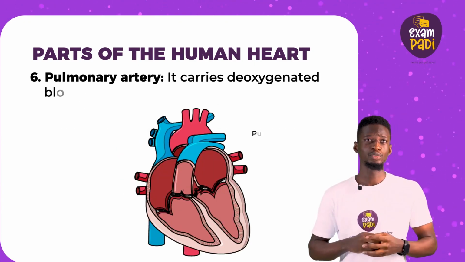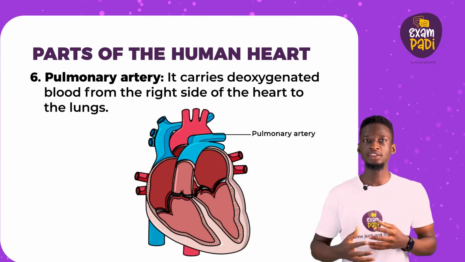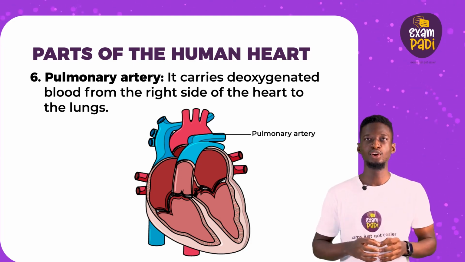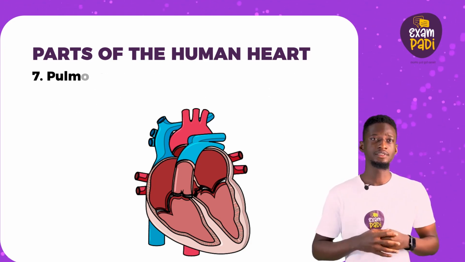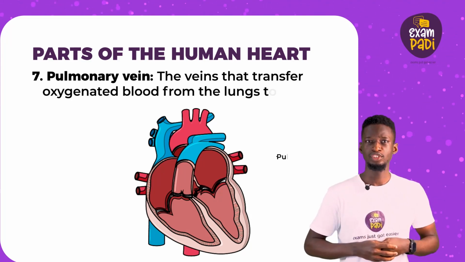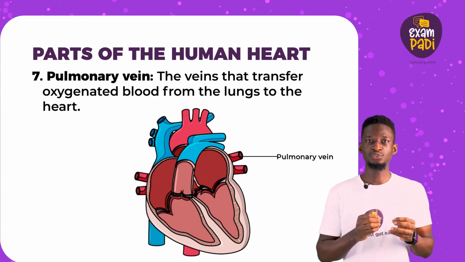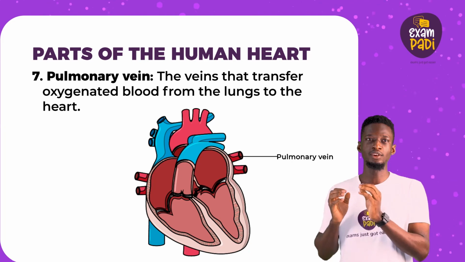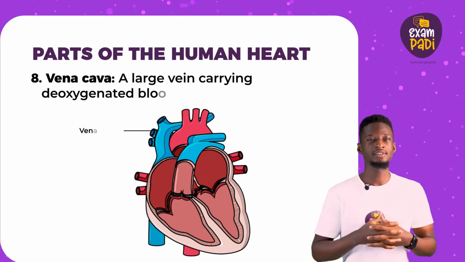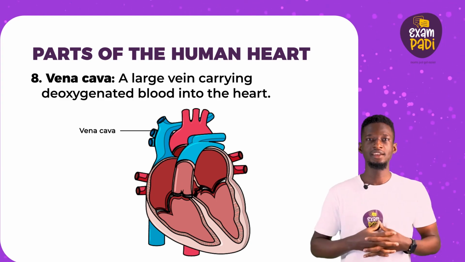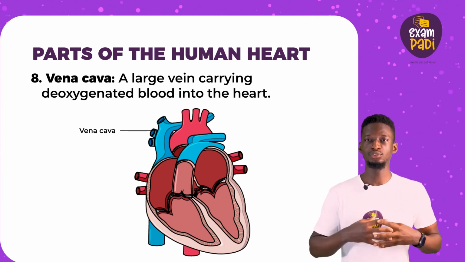6. Pulmonary artery. The pulmonary artery carries deoxygenated blood from the right side of the heart to the lungs. 7. Pulmonary vein. The pulmonary vein is a vein that transfers oxygenated blood from the lungs to the heart. 8. The vena cava. This is a large vein carrying deoxygenated blood into the heart.